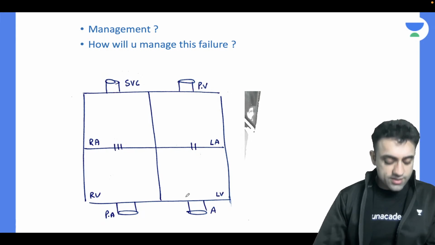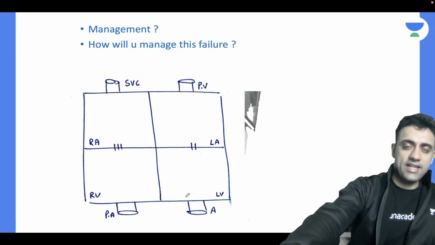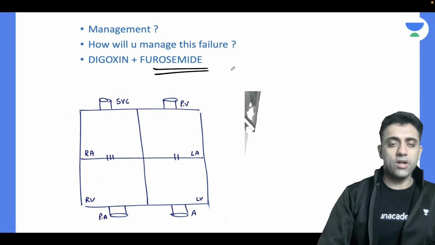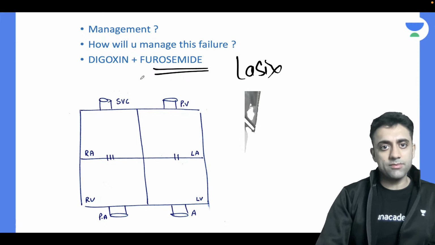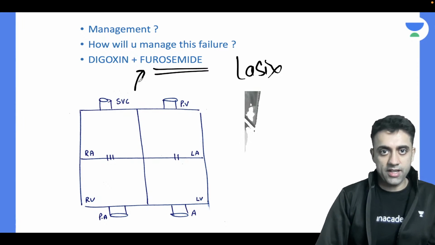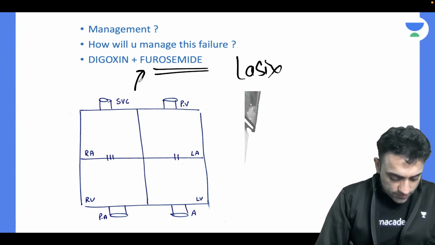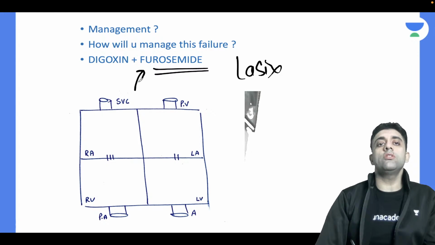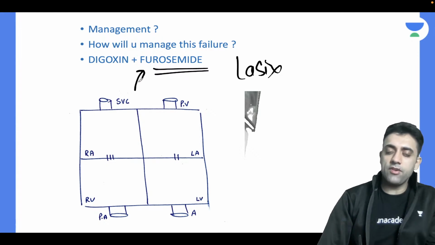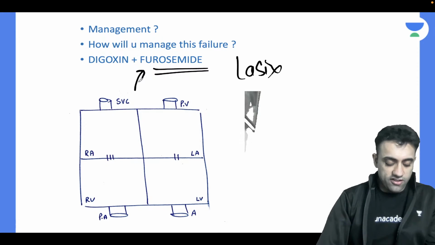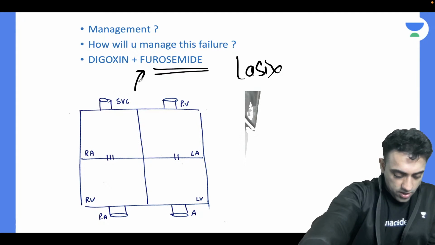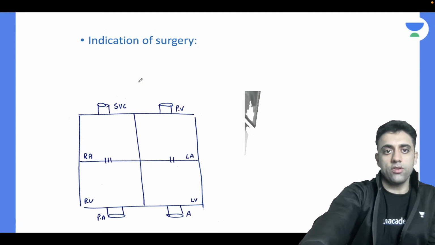Okay, and how will you manage this failure? The answer is, for any congestive cardiac failure, the drug of choice is Lasix. The brand name is Lasix, but the drug is furosemide. Okay Ashutosh, are you understanding? Very good. So how will you manage this failure? We can use digoxin and you can use furosemide, very good. Nishi is right. Osama, Savan, Ashutosh and Nishi, very good.